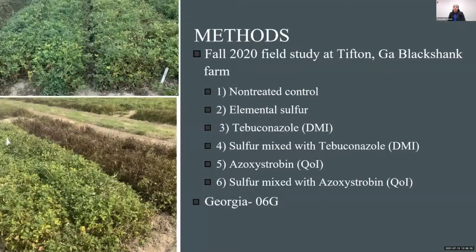Moving on to my methods, I conducted a field study in Tifton, Georgia in 2020 with 4 replications of the following treatments: non-treated control, elemental sulfur, tebuconazole, which was my DMI, sulfur mixed with my DMI, azoxystrobin, which was my QoI, and sulfur mixed with the QoI. I used the cultivar Georgia 06G.